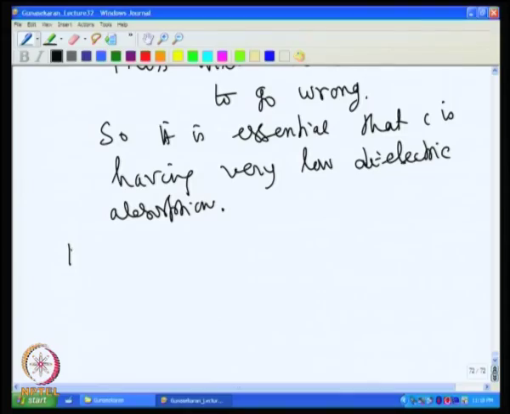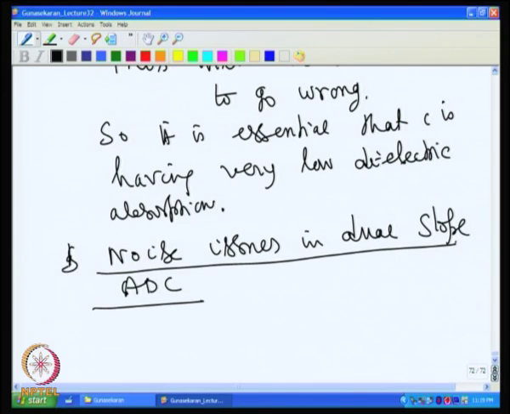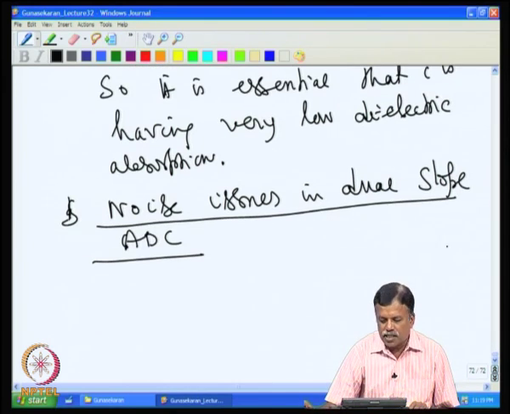The other main advantage of the dual slope ADC converter is that it is not sensitive to noise. The dual slope converter is not sensitive to external noise.